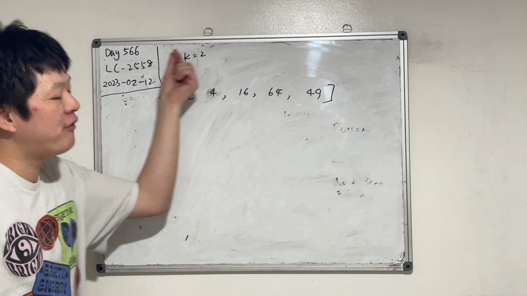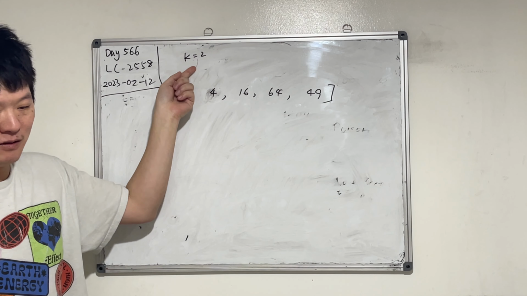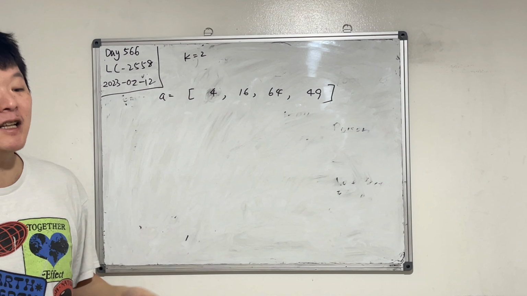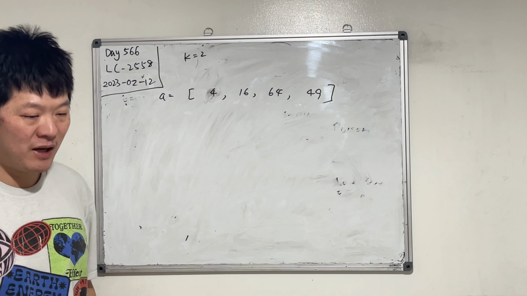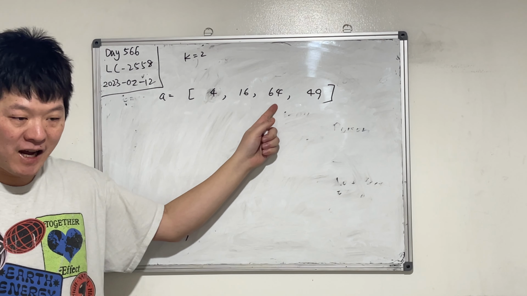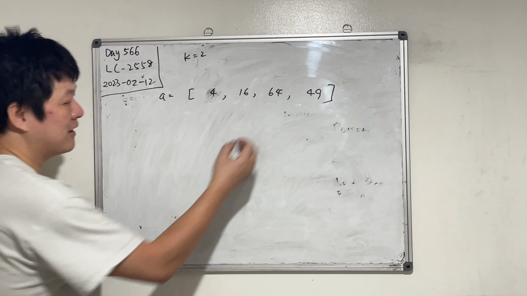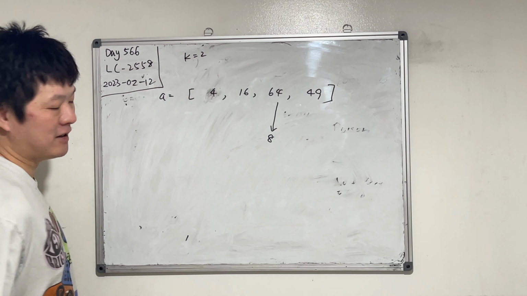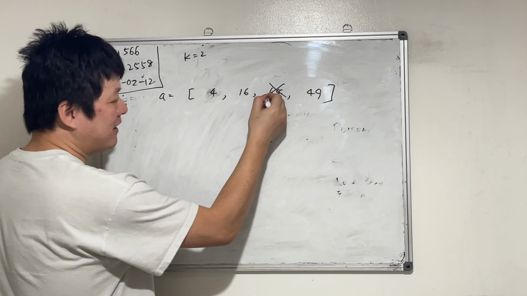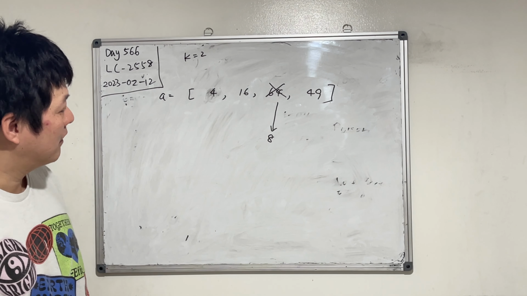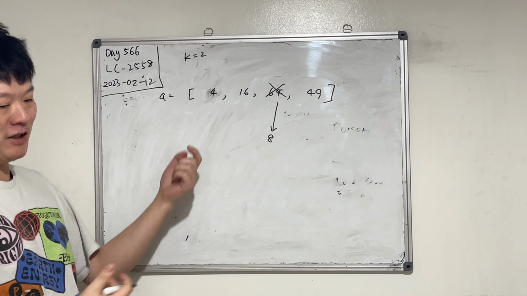So we want to perform the operations k times. For each operation, we want to take the maximum of it. What's the maximum? 64. What's the square root of it? 8. So then we erase this one. Why do you have to square root it? That's how we define the operation.